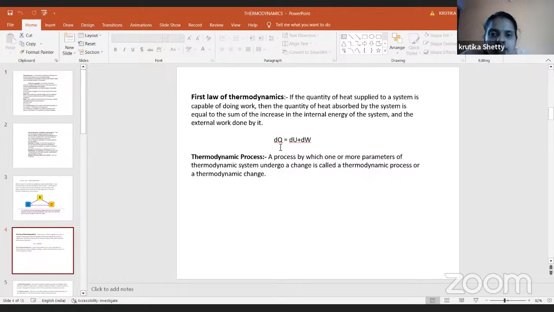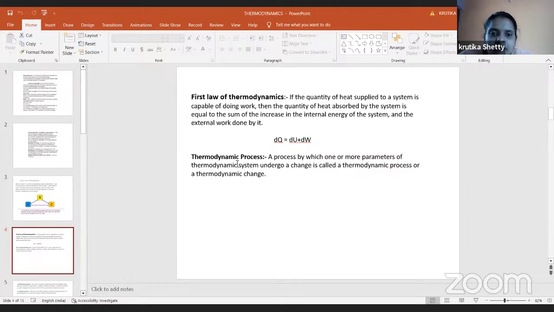If you look at the equation, what do we understand? Heat is equal to the sum of internal energy and work done, that is what we have written. In the same way we define it: if the quantity of heat supplied to a system is capable of doing work, then the quantity of heat absorbed by the system is equal to the sum of the increase in internal energy of the system and the external work done by the system.